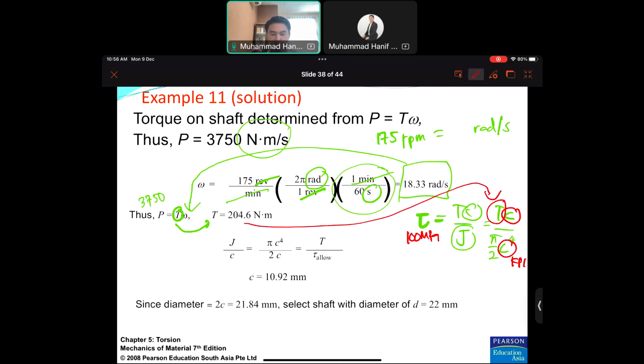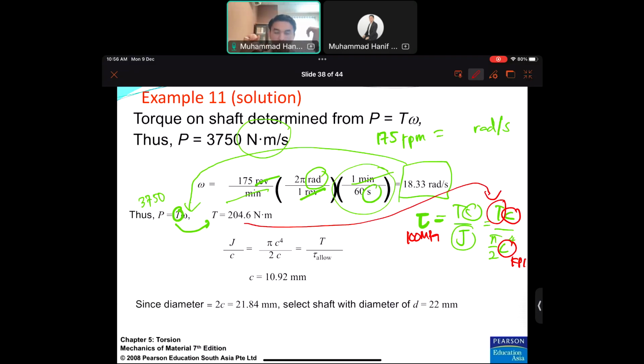Okay, last one. Since we have the C, C is the radius. Back to the question, we want to find the diameter, so you have to times by 2. So you get the diameter. This is also important to remember, because last time when you did test 1, you were not answering the question. The test requests you to get, for example, the radius, but you give the diameter. Or the question asks you to find the diameter, but you give the answer in radius. That one is a silly mistake.